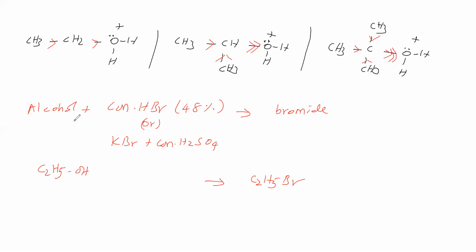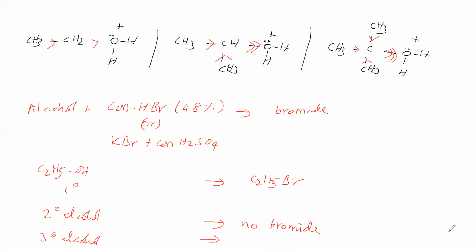If you take secondary alcohol and tertiary alcohol, we are not getting bromide. But primary alcohol gives bromide. Secondary and tertiary alcohol with concentrated HBr is not giving bromide. What is the reason? That we will see.